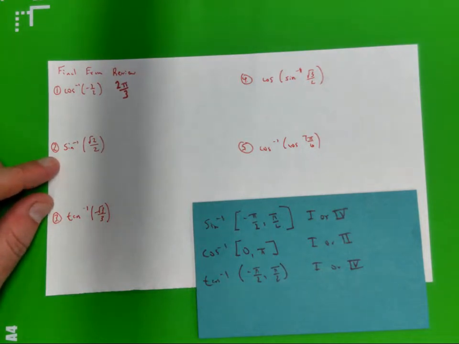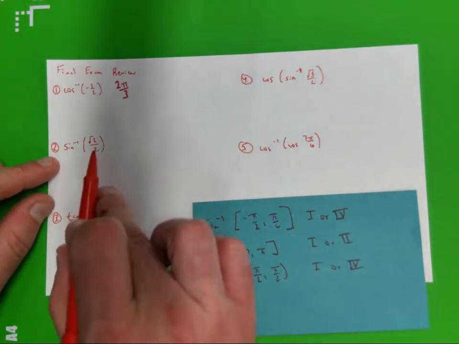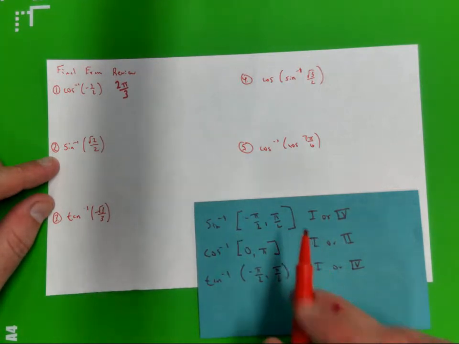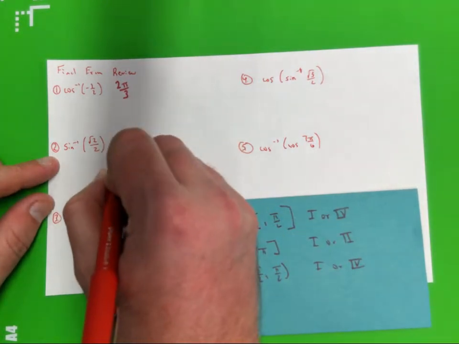Number 2, arc sine of square root of 2 over 2. That is the y value. Sine lives in quad 1 or 4. Since the sine value is positive, it'll be quad 1. That's pi over 4 family. Pi over 4 lives in quad 1.